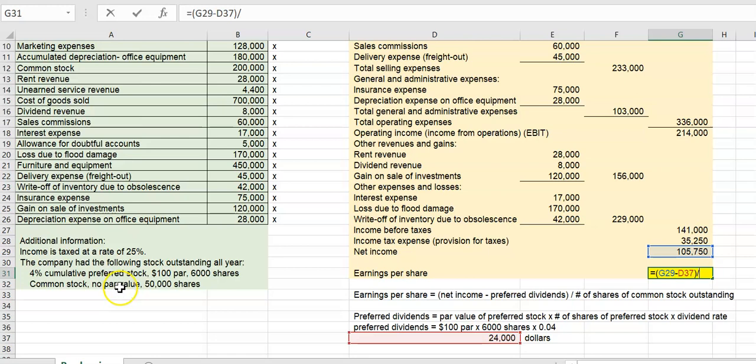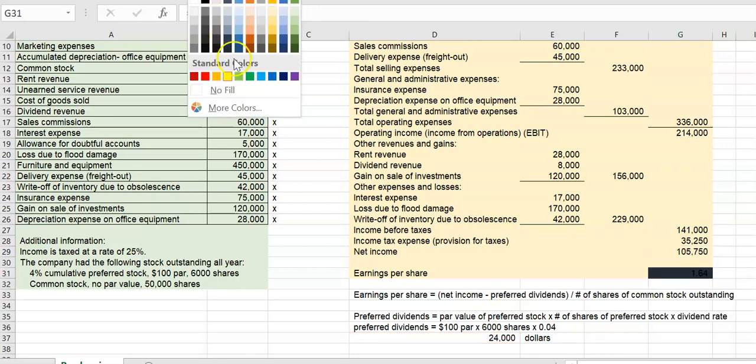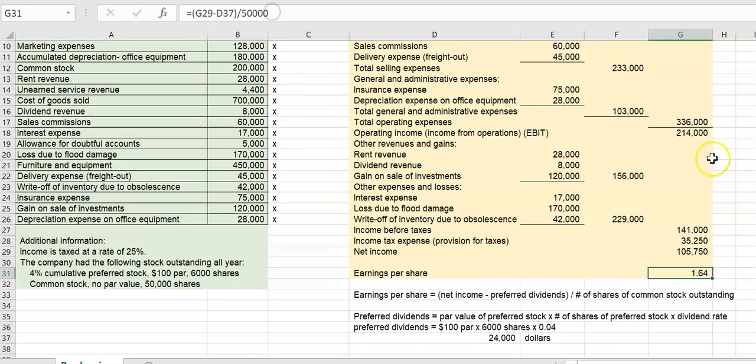So notice there's a total of 56,000 shares of stock, total stock outstanding. We're not dividing it by 56,000. We want to divide by the shares of common stock. And earnings per share, rounded to the nearest penny, which it always is, is $1.64. Hope you enjoyed this video. We will continue on with the income statement in our next class.